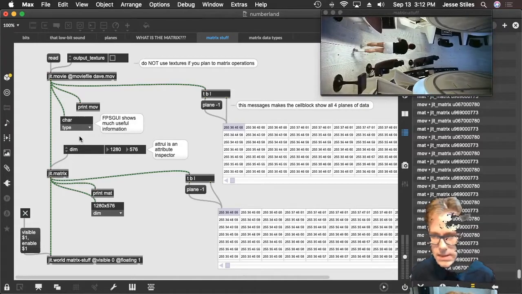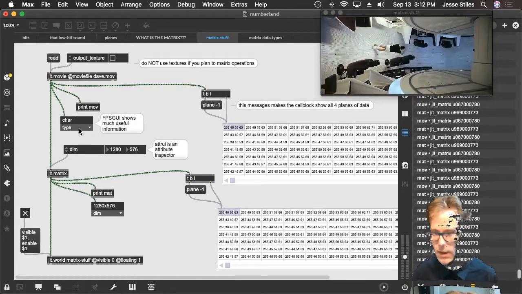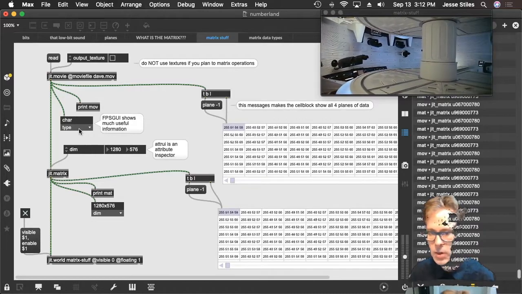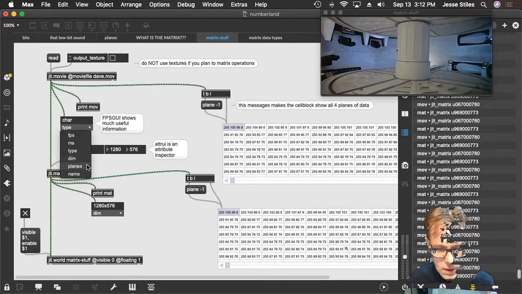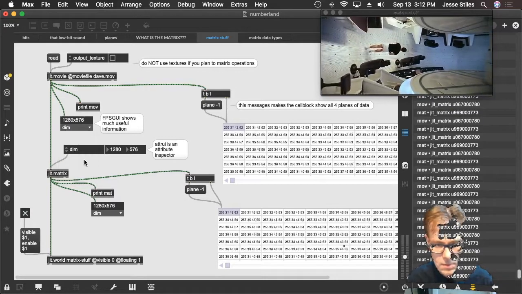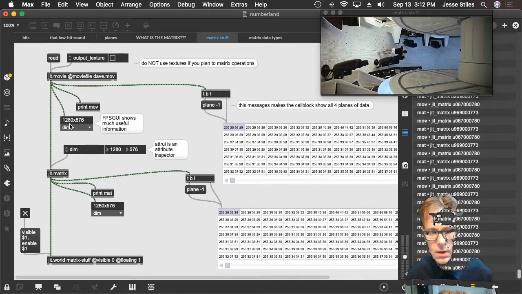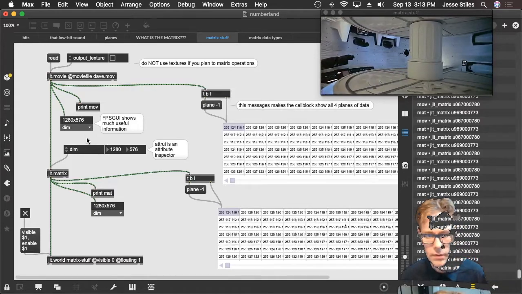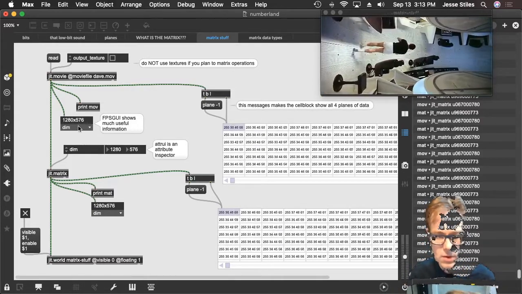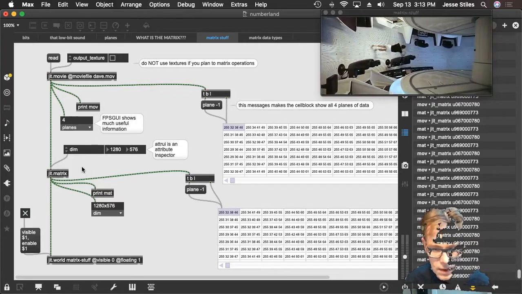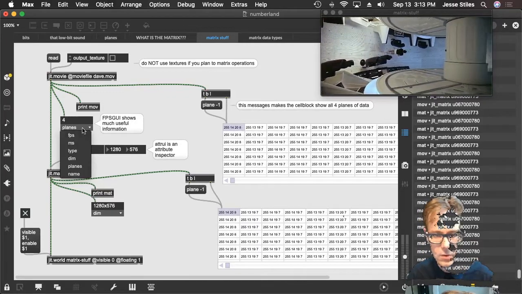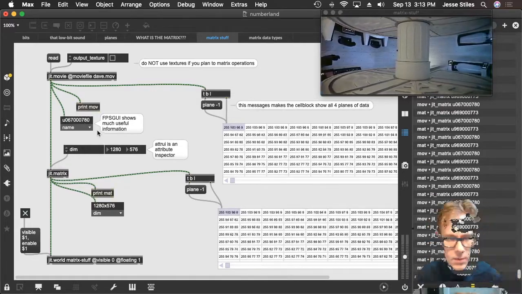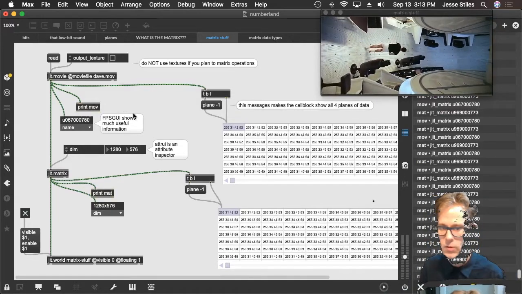We can see the data type in this matrix. So we have char data, that's 8 bits of resolution per plane. We can see the dimensions of this video are 1280 by 576, so that's just the resolution of the QuickTime movie that I've loaded into this player. We've got 4 planes for alpha, red, green, and blue. And then here's the name. This is that random looking name that's getting printed out, which just refers to that piece of memory.